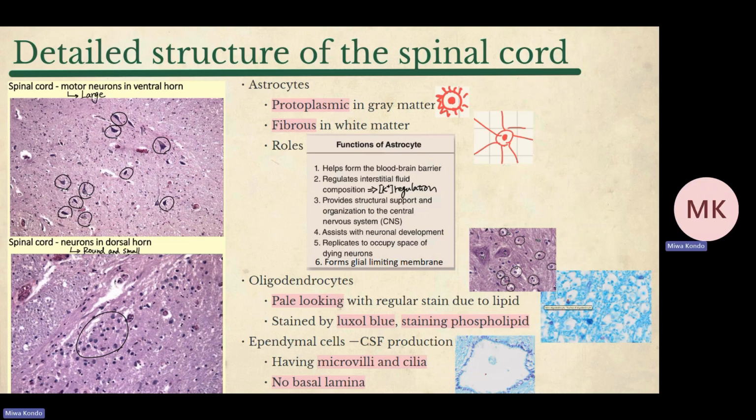Oligodendrocytes appear pale in regular stains due to their lipid content, but they stain blue with Luxol blue, which targets phospholipids. Ependymal cells are responsible for CSF production. They have both microvilli and cilia on their apical surface and lack a basal lamina.